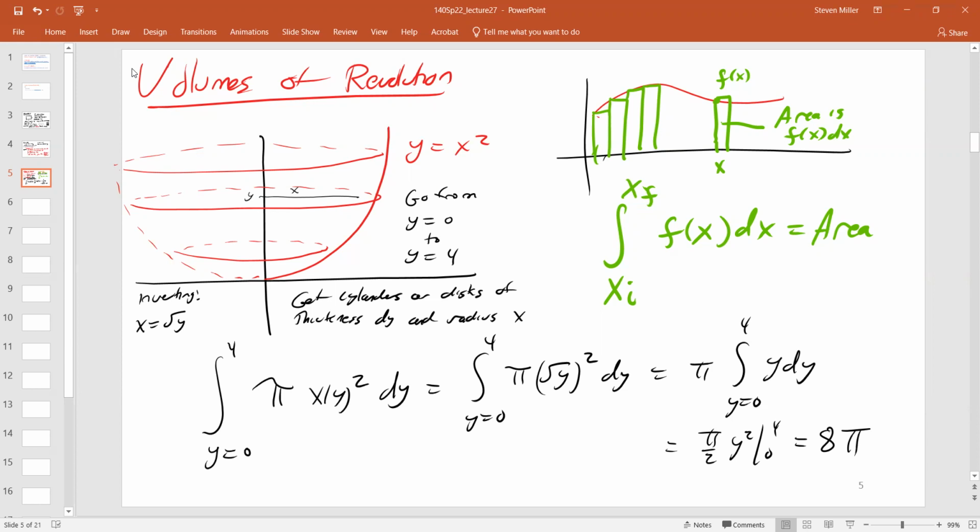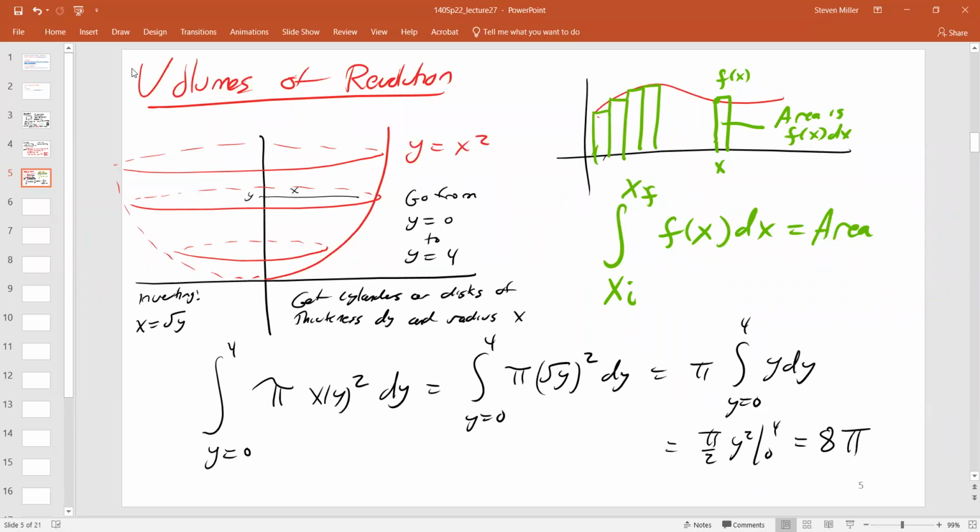You could also ask, what is the largest radius? The largest radius is 2. And so this is contained in the cylinder of radius 2. So what would be the volume of a cylinder of radius 2 and height 4? It would be pi times r squared, so pi times 4, times 4 is 16. So it's got to be at most 16 pi. We've got 8 pi. Yeah, that seems reasonable, because I'm definitely losing a lot from the bottom.